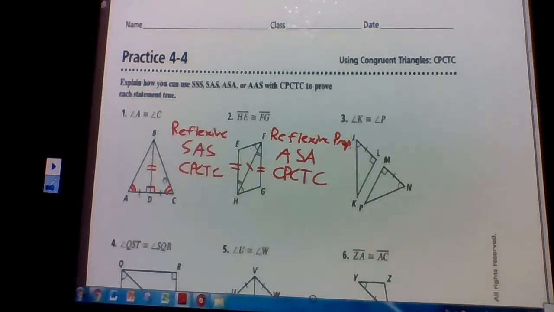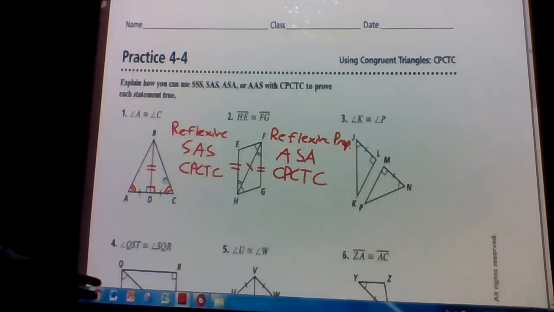For number three, the easiest way to do this is to use the third angle theorem. You have two pair of congruent angles, so we can use the third angle theorem to say that our third pair of angles, K and P, are congruent. Right? If you have two pair of congruent angles, then the third pair are congruent. That's what the third angle theorem tells us.